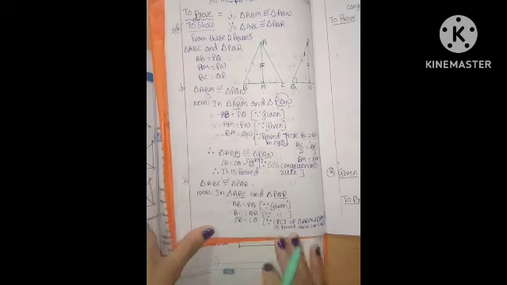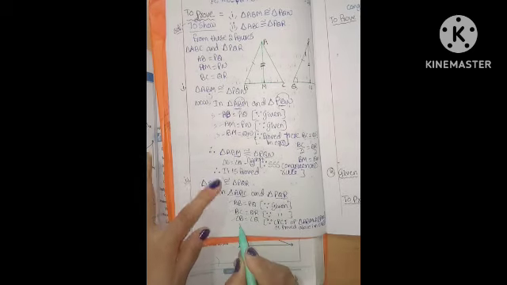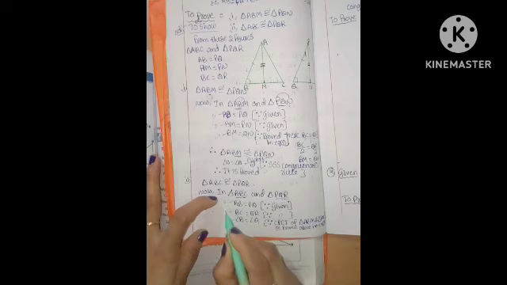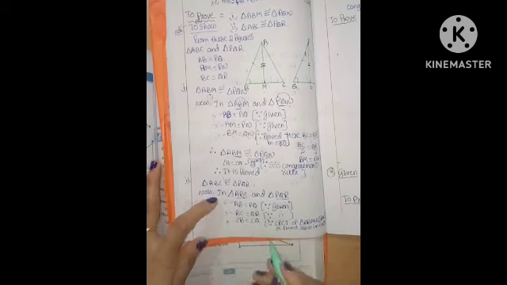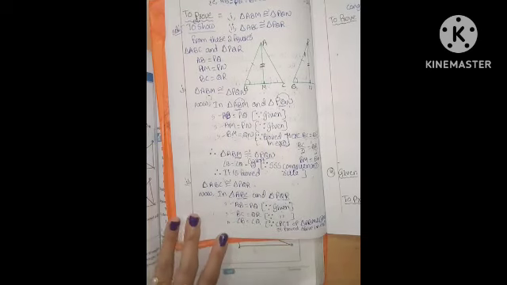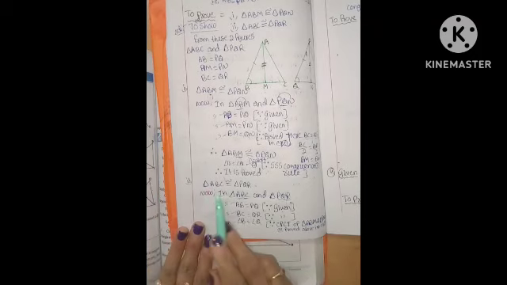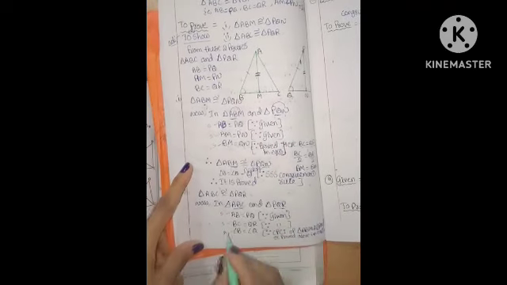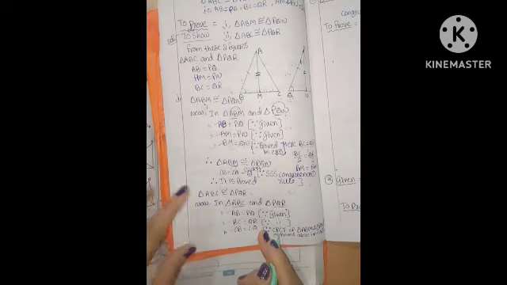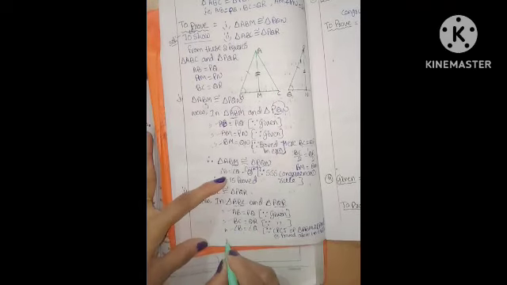So what congruence rule are we using here? It is the side-angle-side rule, the SAS rule. According to the SAS rule, are these two triangles congruent or not? Yes, they are congruent. Why are they congruent? Are you understood? Yes, by the rule.